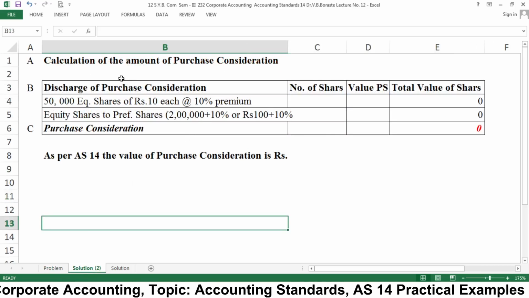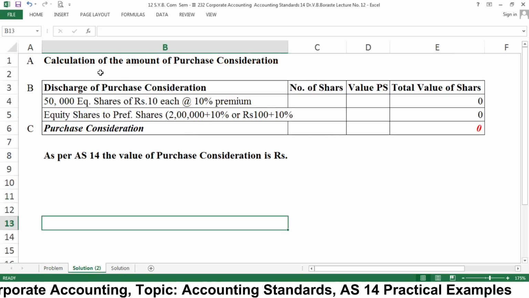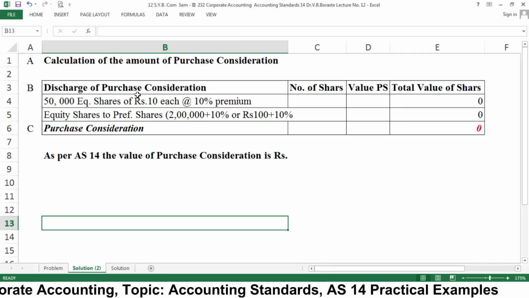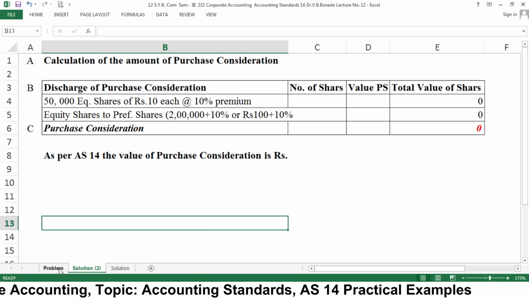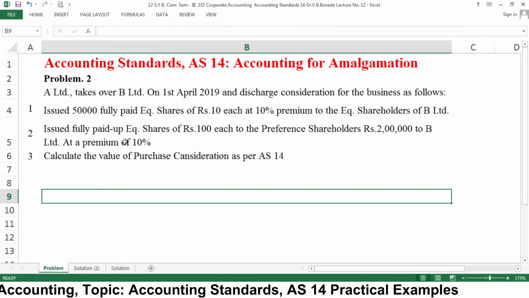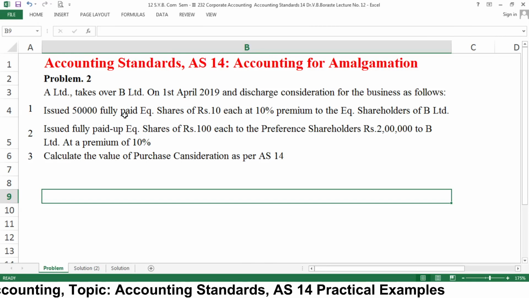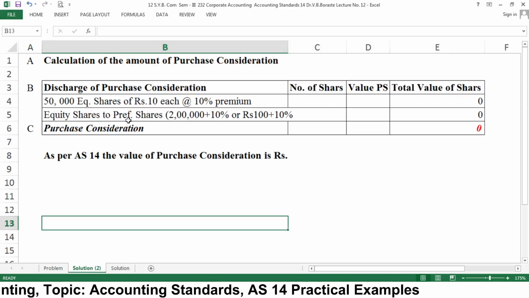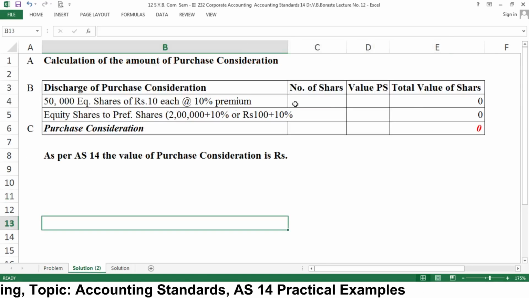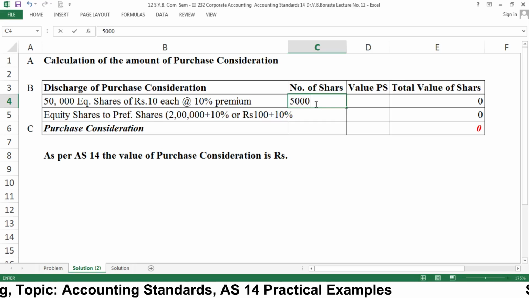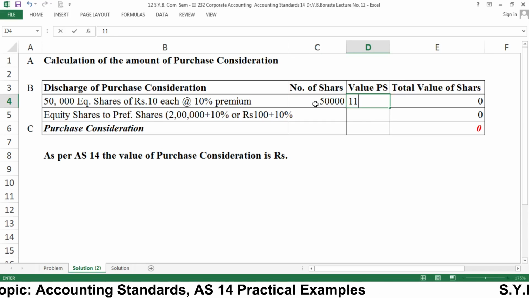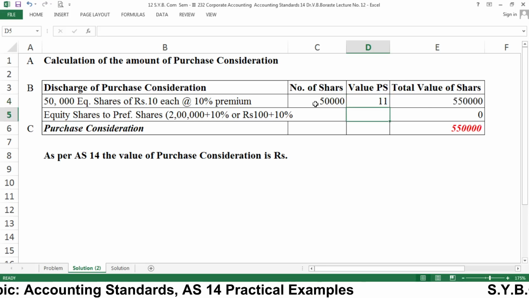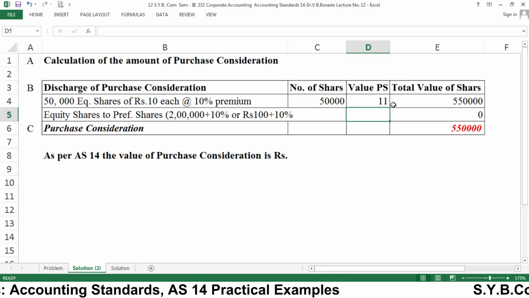So let us start the solution. For that you have to calculate the amount of purchase consideration, that is discharge of purchase consideration. First one is 50,000 equity shares of rupees 10 each at a 10% premium. That means the value of per share will be 11. Total number of shares will be 50,000 and the value of per share will be 11. So 50,000 into 11, answer will be 5,50,000.